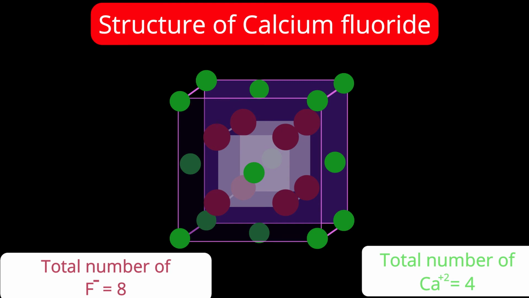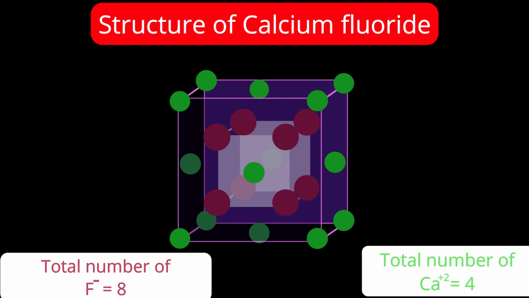Let us find the stoichiometric ratio between calcium and fluoride ions. What do you think? In this unit cell, how many fluoride ions are there? Right. 8 fluoride ions are there because all fluoride ions are inside the unit cell. Each fluoride ion has contribution 1. So total number of F minus ions is 8.